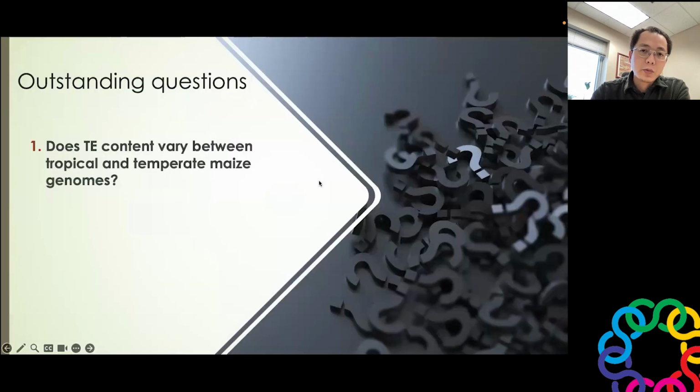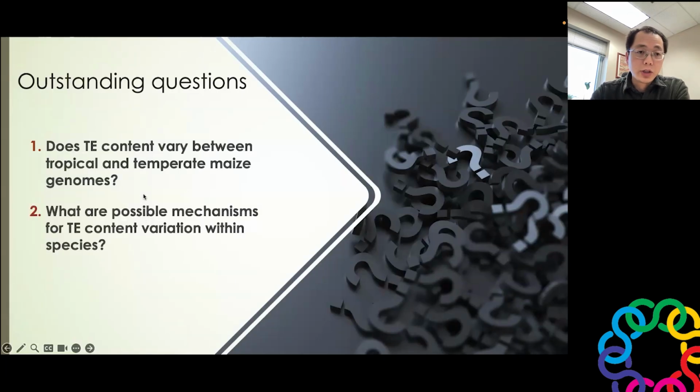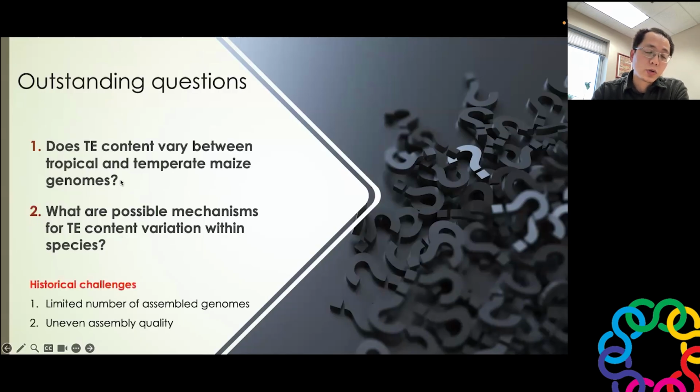So what I'm trying to answer with this project is how TE content varies between one species, like tropical and temperate maize. And if there are variations, what are the possibilities and what are the mechanisms driving such variation? These two questions were difficult to answer previously because we didn't have high quality maize genome assemblies. We have several already, but those genomes were of uneven quality, so it's difficult to distinguish whether this is due to biology or technical artifacts.